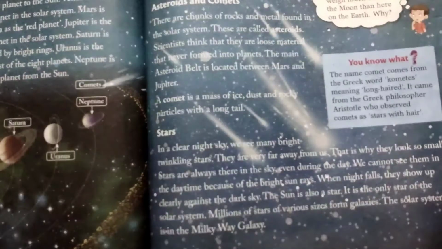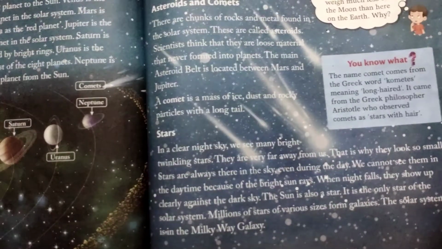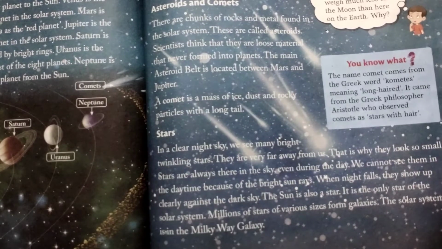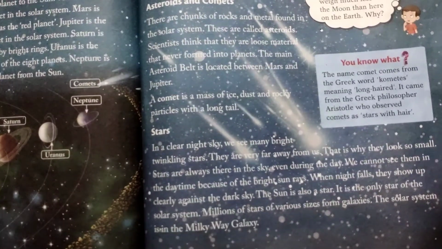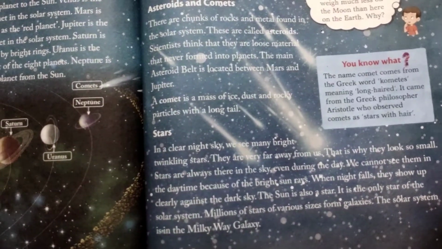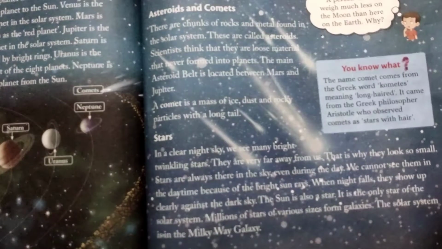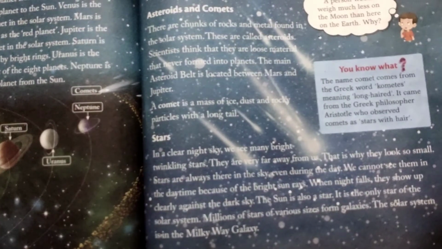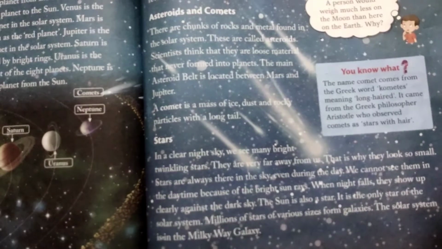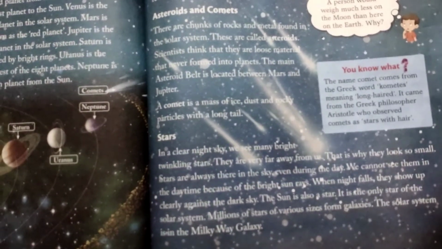There are millions and millions of stars in space, students. Our solar system is in the Milky Way galaxy. We have different galaxies in space. So this solar system is in the Milky Way galaxy.